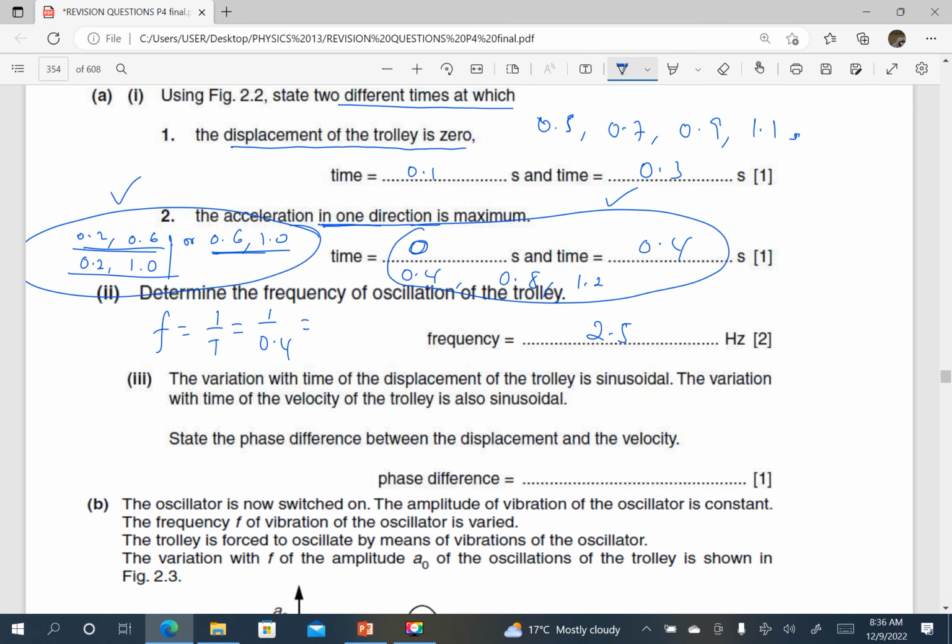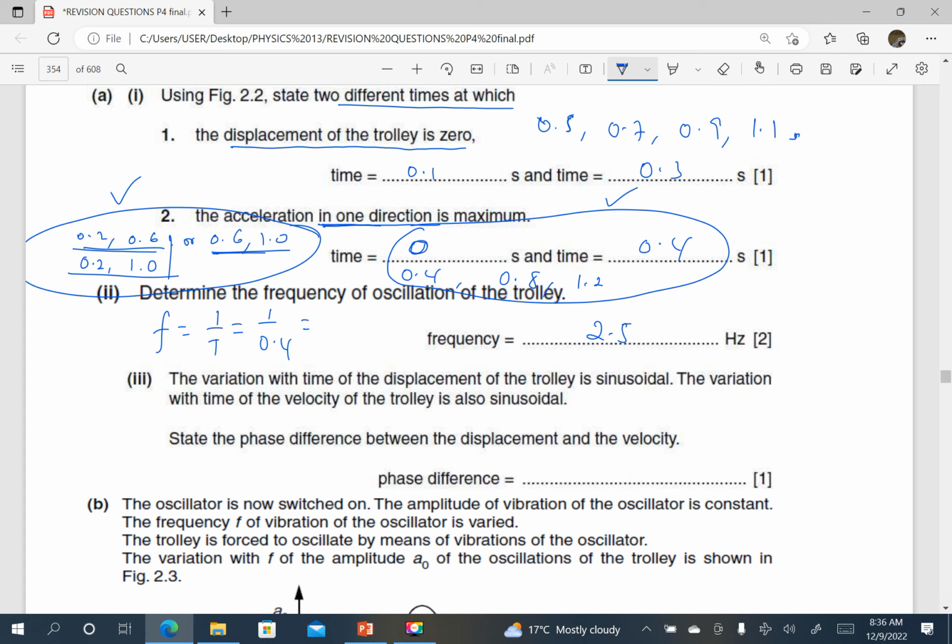Then the variation with the time t of the displacement of the trolley is sinusoidal. The variation with time of the velocity of the trolley is also sinusoidal. State the phase difference between the displacement and velocity.